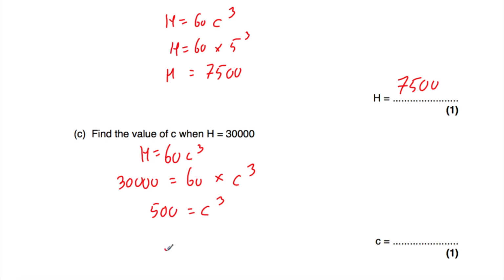Now we just need to cube root. So the cube root of 500 is equal to 7.937, and so on. And let's just round it to 3 decimal places. So that'll be 7.937. And that's it. That's c to 3 decimal places.